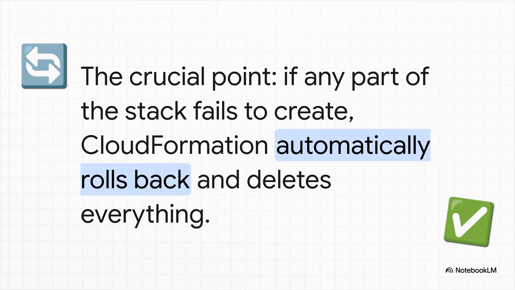If any single part of that blueprint fails to build correctly, maybe a misconfigured network setting or a wrong permission, the entire process doesn't just stop. It automatically rolls itself back, deleting everything it just created. You're left with a perfectly clean slate. This guarantees that you never end up in some broken, half-deployed nightmare state. It's the ultimate safety net.